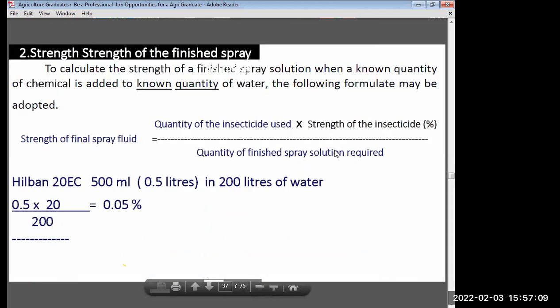Then the strength of the finished spray solution. You have already prepared the spray fluid. And how to work that out, for which we must use three pieces of information. Quantity of insecticide used: here we use the quantity of 20 EC, 500 ml. Strength of the insecticide means Hilban 20 EC, 20. And the line below, quantity of finished spray required: 200 liters of spray required to spray 1 acre. If you put all this in, it comes to 0.05%. These are the things using the formula. There is another easy method also. Please, next.